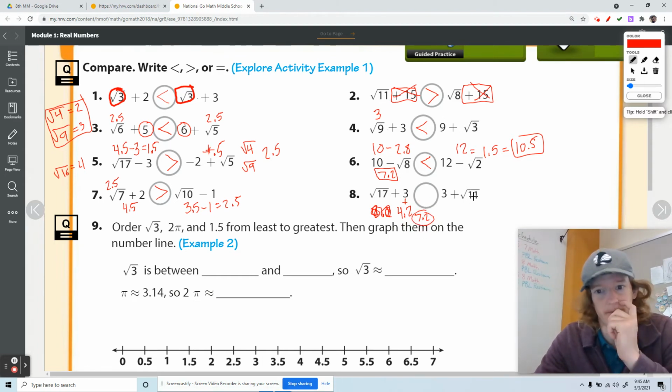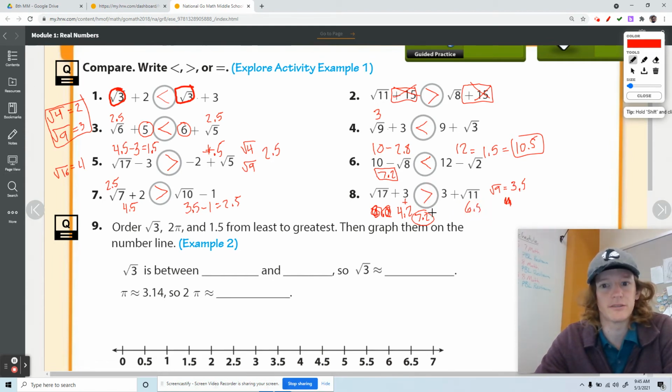On the right side, we've got square root of 11. That's a little more than the square root of 9. So it's about 3 plus, it's less than 4. It's about 3.5. 3 plus 3.5 is 6.5, so the left side is definitely bigger.